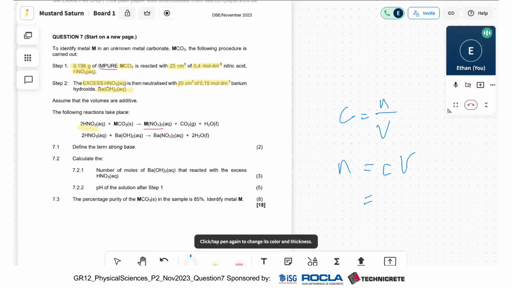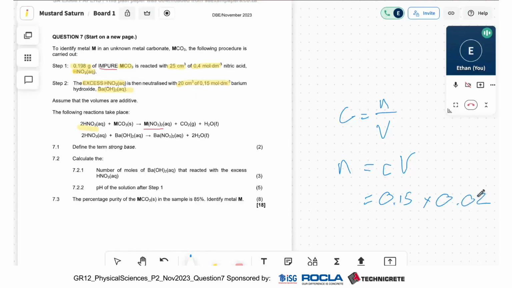You must remember that because the concentration is given in decimeters, you have to convert your centimeters cubed into liters or decimeters. It's the same thing. So you have to divide by 1,000 to have your correct volume. So the concentration is 0.15 times, dividing 20 by 1,000, we get 0.02, and then we get our final answer of 0.003 moles.